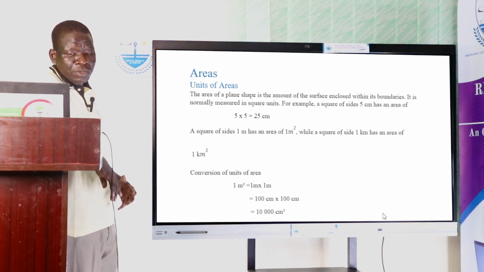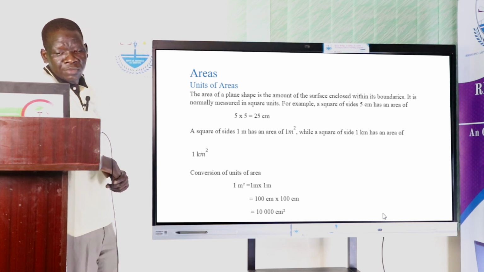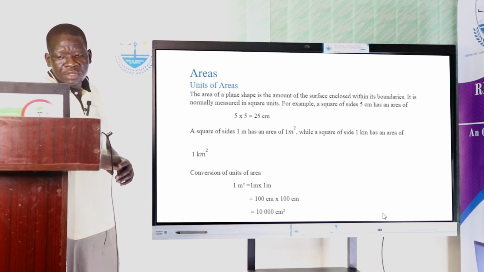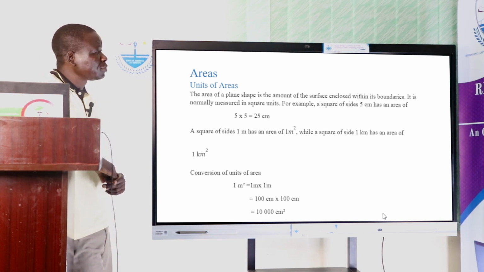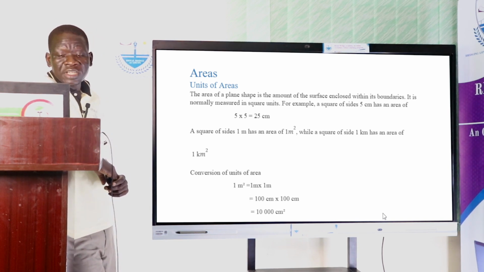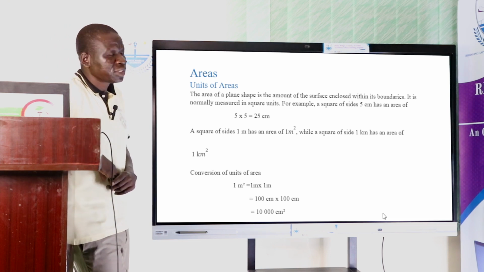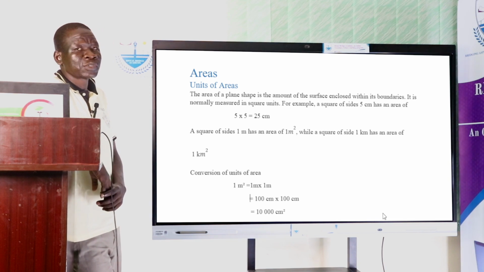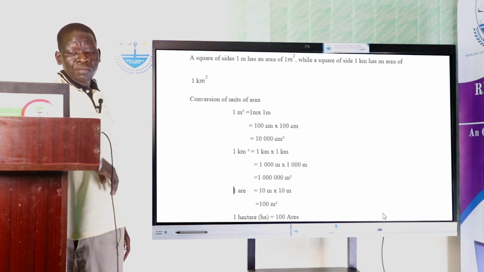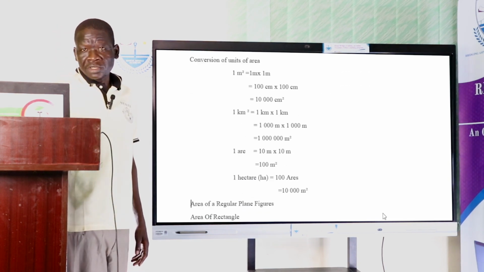Also, the meter will multiply. So meter times meter gives you a meter square. While a square of side 1 kilometer will give an area of 1 kilometer square. That is to say, 1 kilometer times 1 kilometer giving a kilometer square.